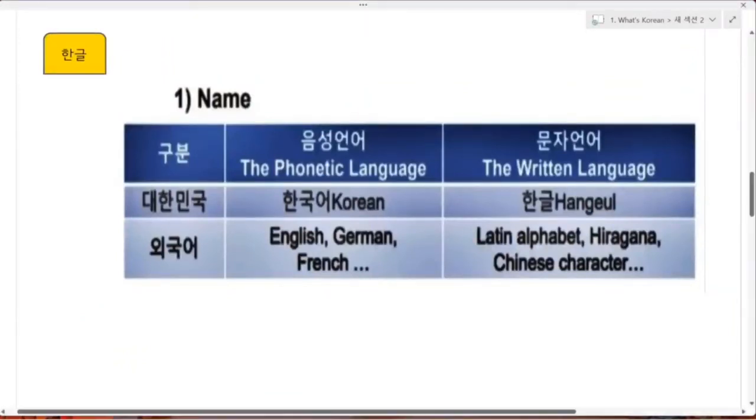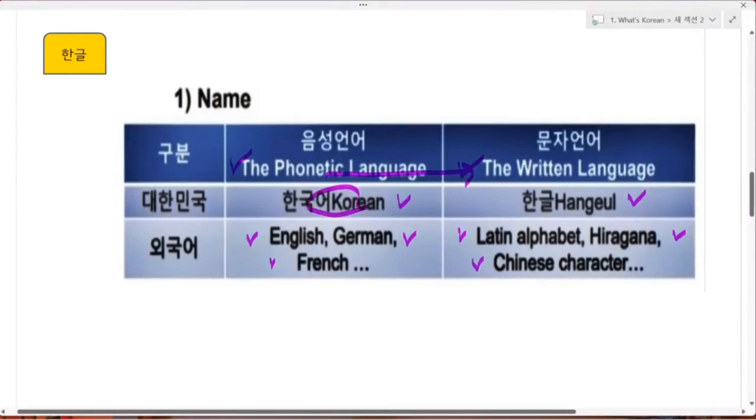Look at this line. The patois language means words speak with the mouth and listen with the ear, and includes Korean, English, German, French, and so on. And the written language refers to the means of writing the patois language, and includes Hangeul, Latin alphabet, hiragana, Chinese character, and so on.